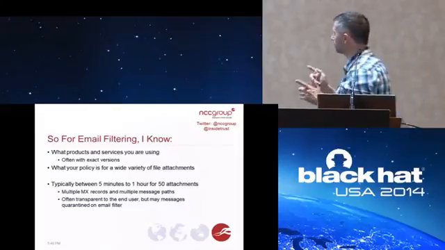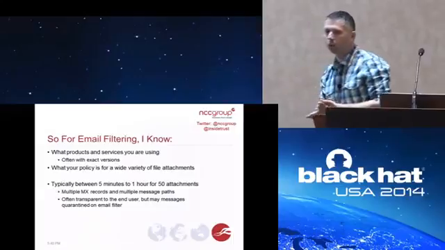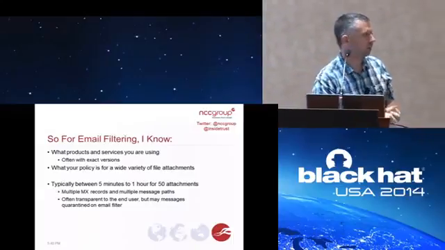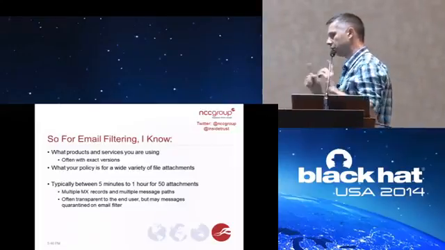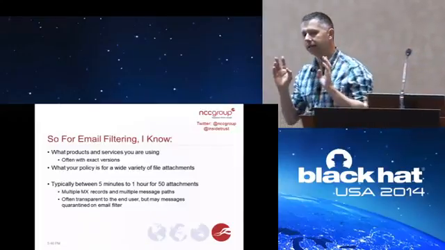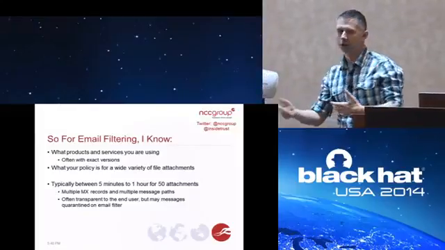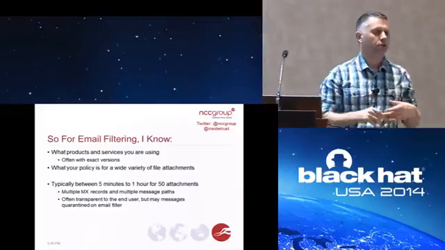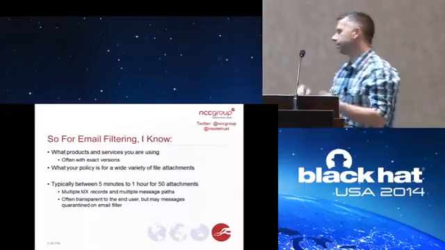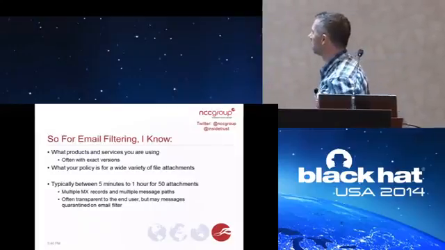So for email filtering, I know what products you're using. I know what your policy is for a wide variety of file attachments. The enumeration takes a bit longer because one of the problems you get with email is that you've got to overcome the anti-spam technologies there. So you need to overcome tar pitting and greylisting. So you need to send your messages slower. And you need to start with an IP address which has got at least a neutral reputation.